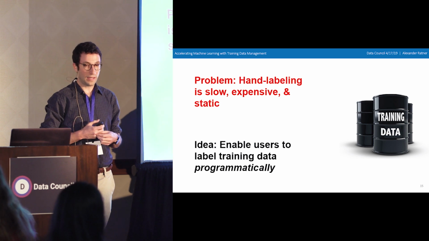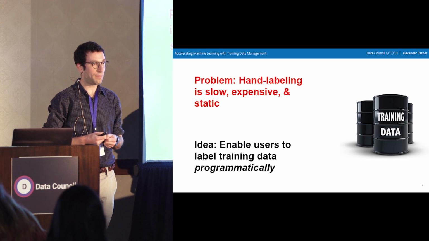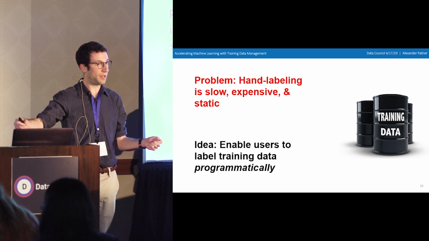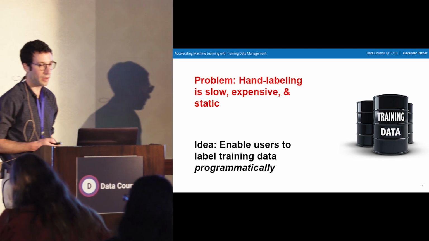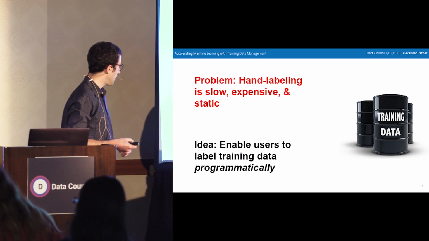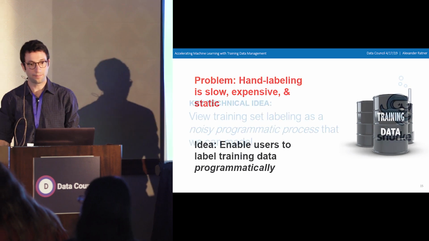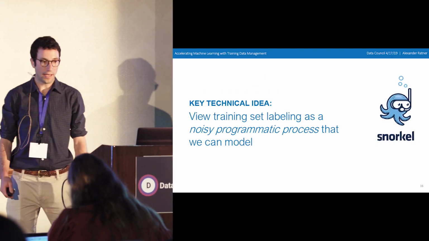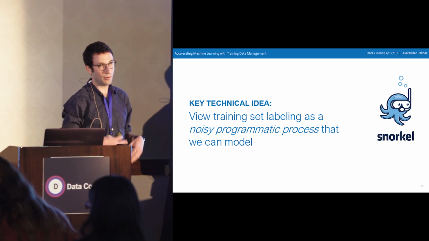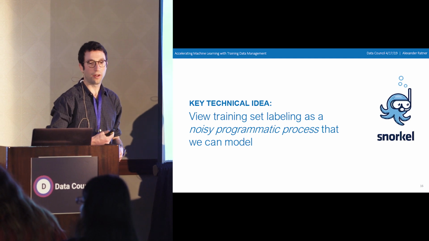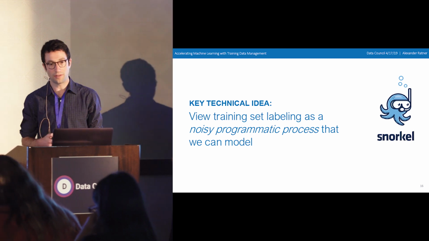Okay, the problem motivating this is that hand labeling training data, that critical step in the process of building an end-to-end ML pipeline, is really slow and expensive, and it's static. In real-world settings that's often very prohibitive. So the simple idea we're motivated by is enabling users to label training data programmatically rather than by hand. And the key technical idea undergirding this is that we view training sets not as a perfect noiseless object that we download from the internet and then get to work training our fancy model architecture, but rather as a noisy programmatic process itself that we can model and denoise.